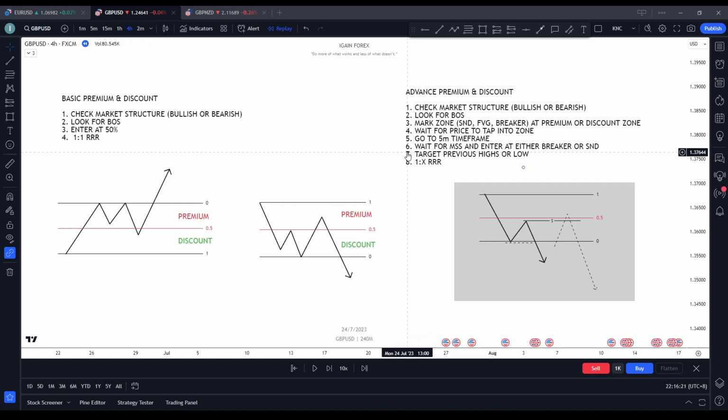And number five, we go to 5 minutes time frame. Number six, we wait for a market structure shift and enter at either breaker or supply and demand. And then number seven, we target the previous highs or low. And as we can see here, the number eight, we can target a high risk reward ratio. So let's go ahead and use our example at the basic so that you can see the comparison using the basic and the advanced premium.